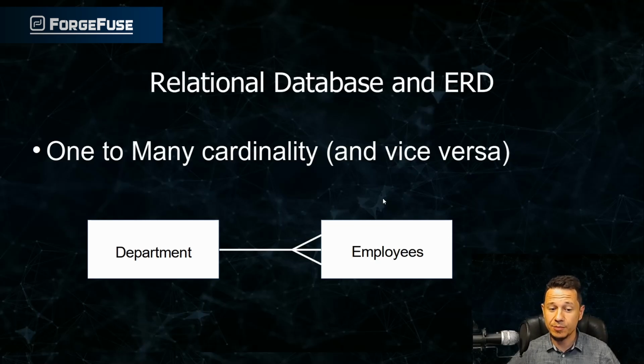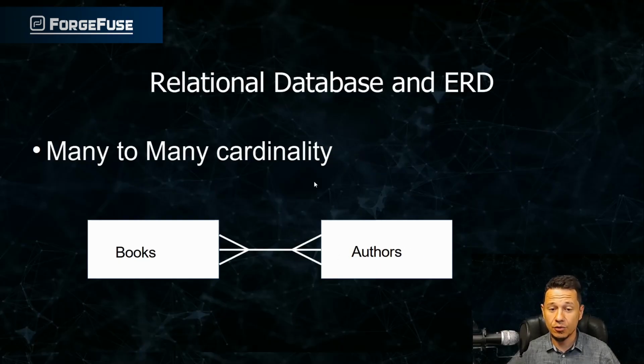We can take an example of department and employees. This is an example from our HR schema. So a department can have multiple employees, but an employee can work in only one department. In ERD, this is represented with a straight line and a crow's foot on the other side. Many-to-many cardinality, or relation, is the following. In our example, books and authors. There can be multiple books written by one author, and also one author can write multiple books. And in ERD, this is represented with a crow's foot on both sides.